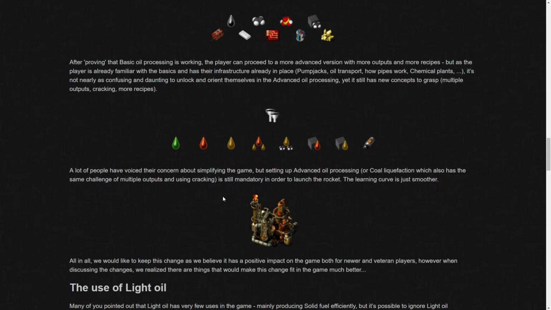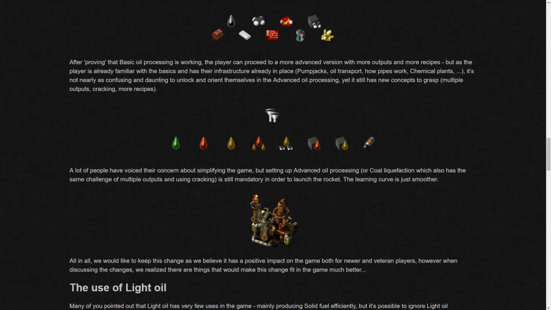Yeah. So the first of these changes, well, actually, let's back up a bit. The things that get unlocked by advanced oil processing are lubricant, heavy oil, heavy to light cracking, light to petroleum cracking, solid fuel from heavy and light, and rocket fuel. Right.